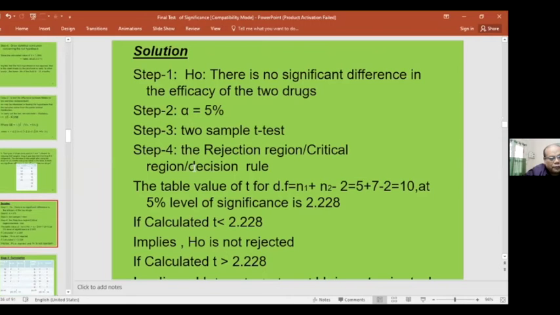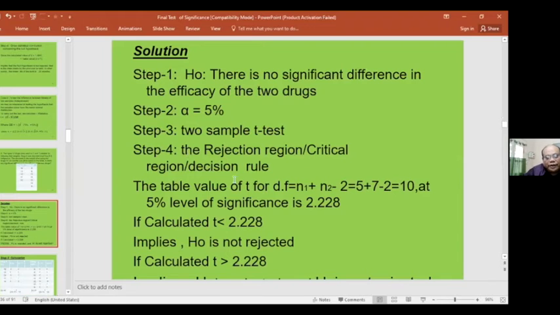Step 1: there is no significant difference in the efficacy of the two drugs. Step 2: alpha is equal to 5%. Two sample t-test.